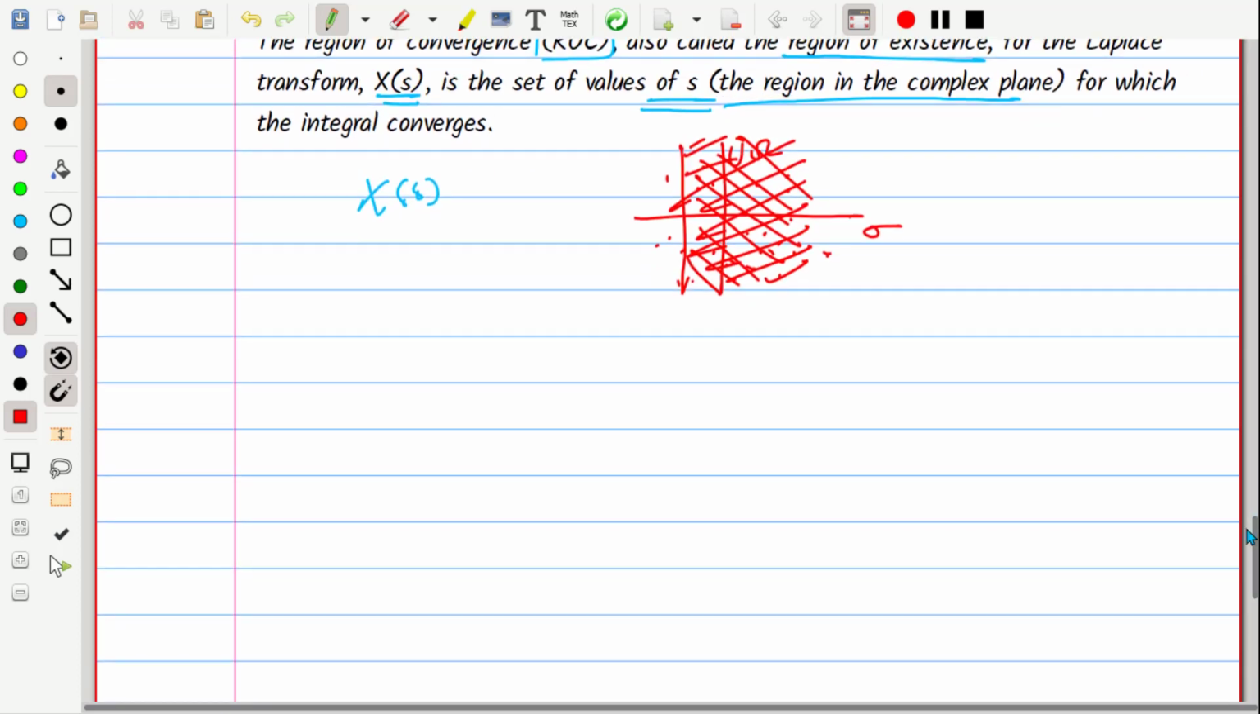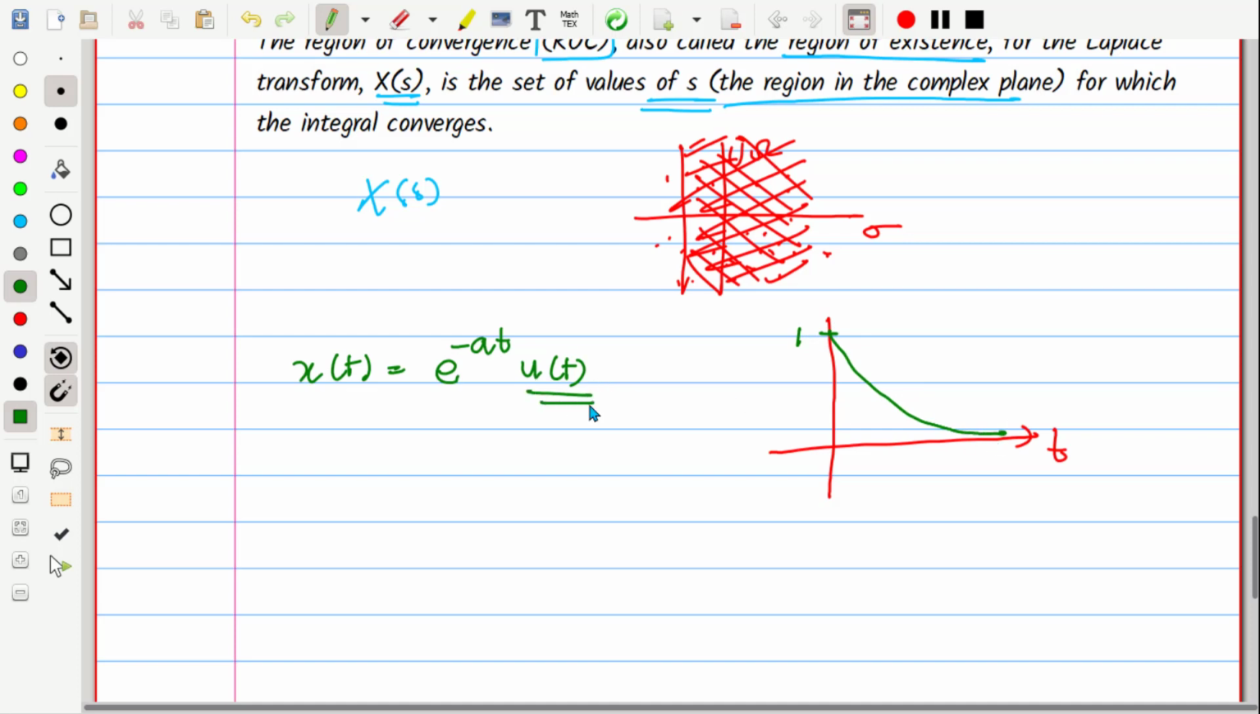We can understand this concept of region of convergence in a better way using an example. So let us consider a signal x of t is equal to e power minus at into u of t. So this is our x of t signal. I can plot it like this, right? This is the x axis and this is the y axis. Let us assume this is the t axis, and we can plot it like this. It has a value 1 here and it will be exponentially decaying like this.